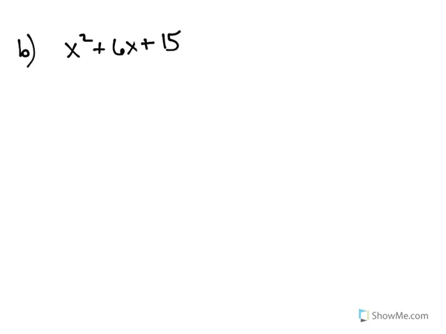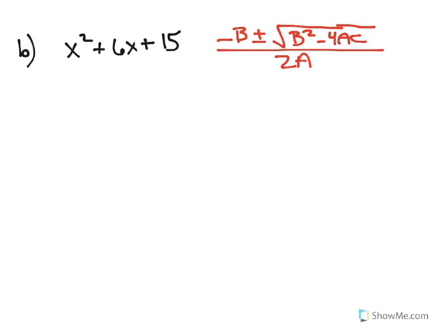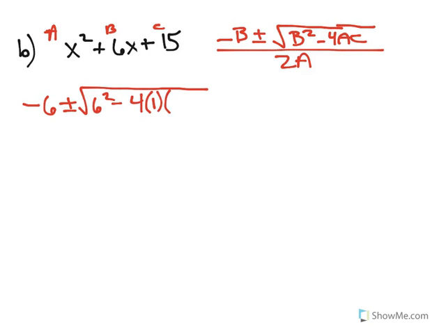When I use the quadratic formula, remember it is, so there's our quadratic formula. I'm just going to plug in the parts. So here's my a, here's my b, here's my c. So I get negative 6 plus or minus the square root of b squared, so 6 squared minus 4 times a, which is 1, times c, which is 15, over 2 times 1.